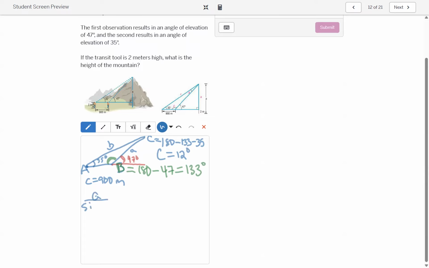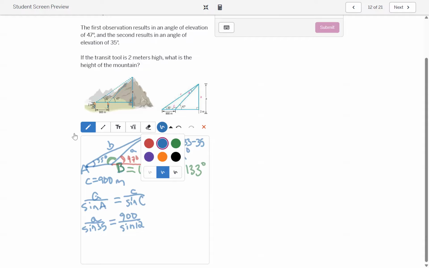So A over the sine of A equals, and then C is the one that I know both of them, so side C over the sine of angle C. So A, my unknown, divided by the sine of 35 equals C, that 900 meters, divided by the sine of 12. So we're going to end up multiplying by the sine of 35.